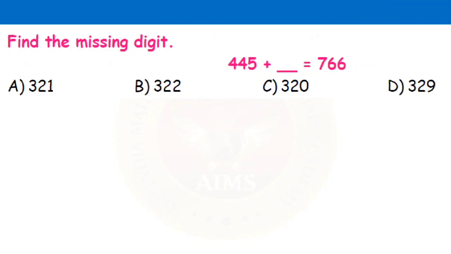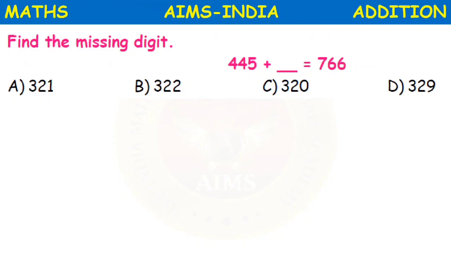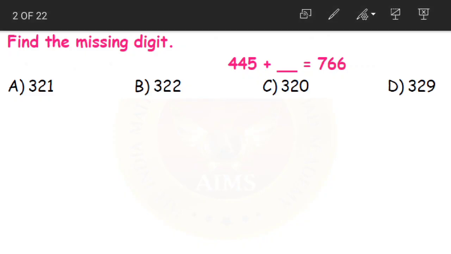In today's class, we'll be discussing a few multiple choice questions. Okay, we'll solve problems today. We'll not learn any new topics today. First question is find the missing digit. 445 plus dash is equals to 766.